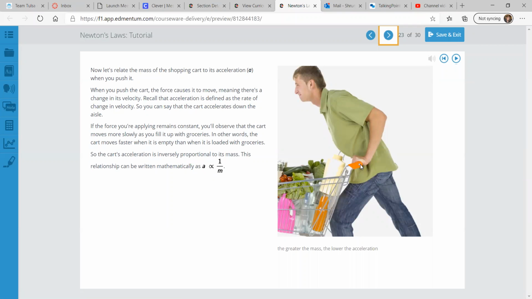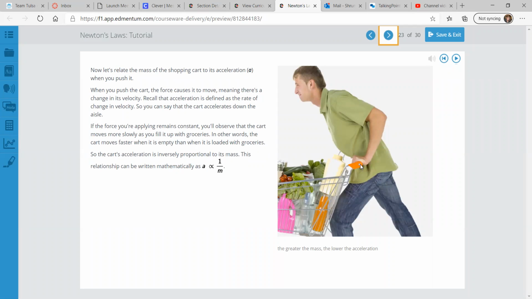So how can we relate that back to the cart? When you push the cart, the force causes it to move, meaning there's a change in its velocity. Recall that acceleration is defined as the rate of change in velocity. So you can say that the cart accelerates down the aisle.